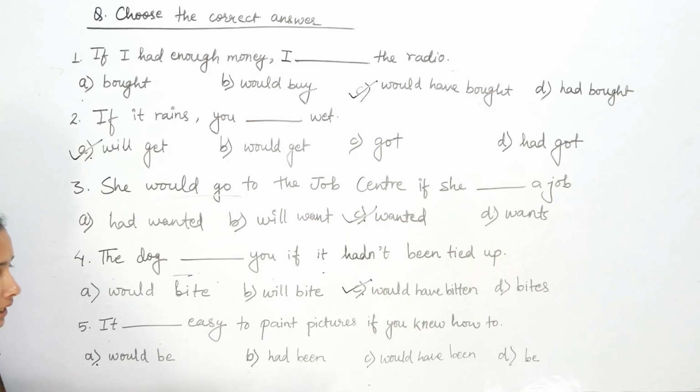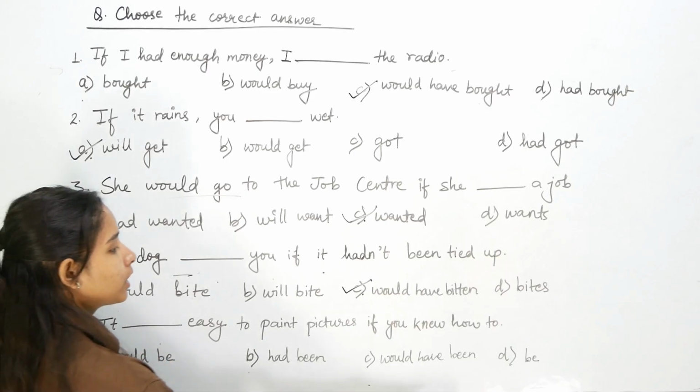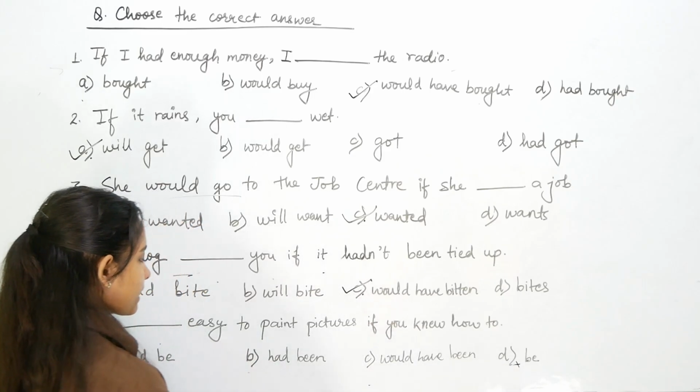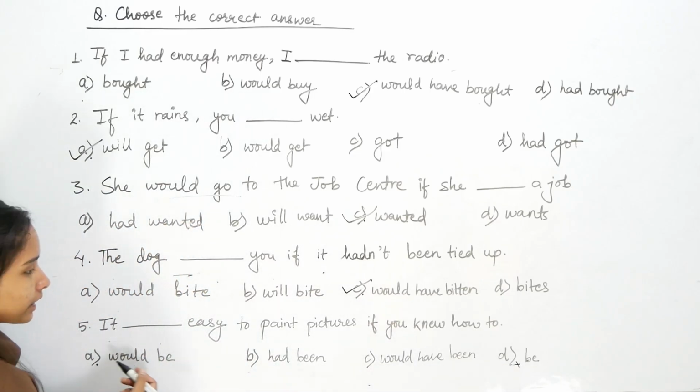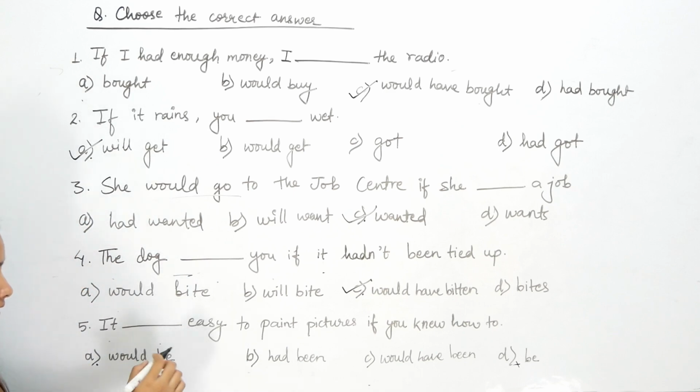We are eliminating it. It be easy to paint pictures if you know how to. No, this doesn't form a sentence, correct sentence. It would have been easy to paint pictures if you knew how to. This is also not the correct answer. So it had been easy to paint pictures if you knew how to. This is also not the correct answer. The correct answer would be.